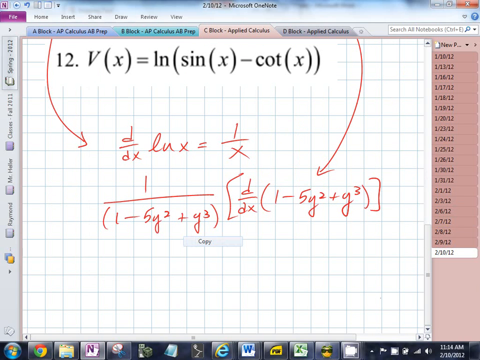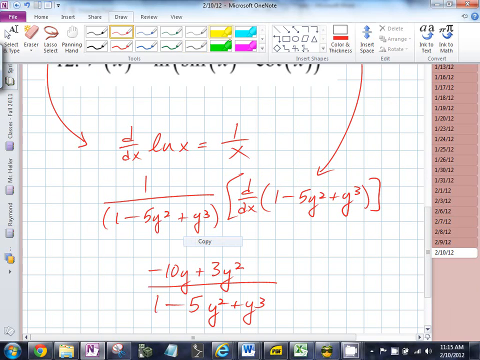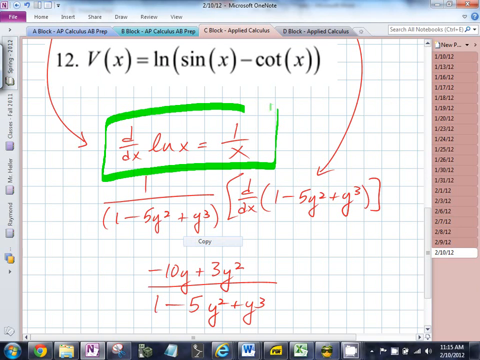So what's the final answer going to be? It's going to be negative 10y plus 3y squared all over what? 1 minus 5y squared plus y cubed. So the key to this is something I didn't show you yesterday, but you could have looked it up. The derivative of ln is 1 over x.